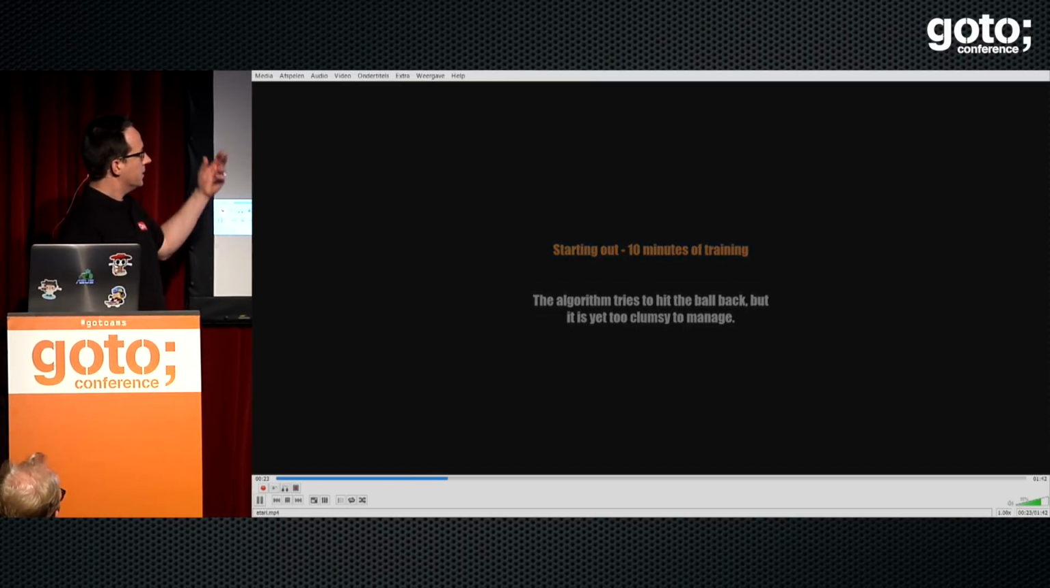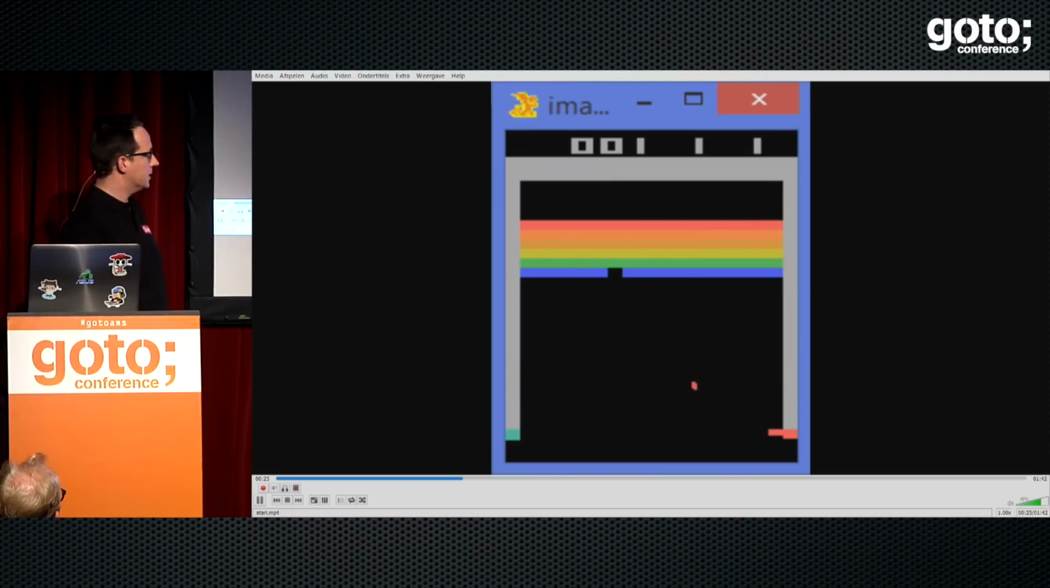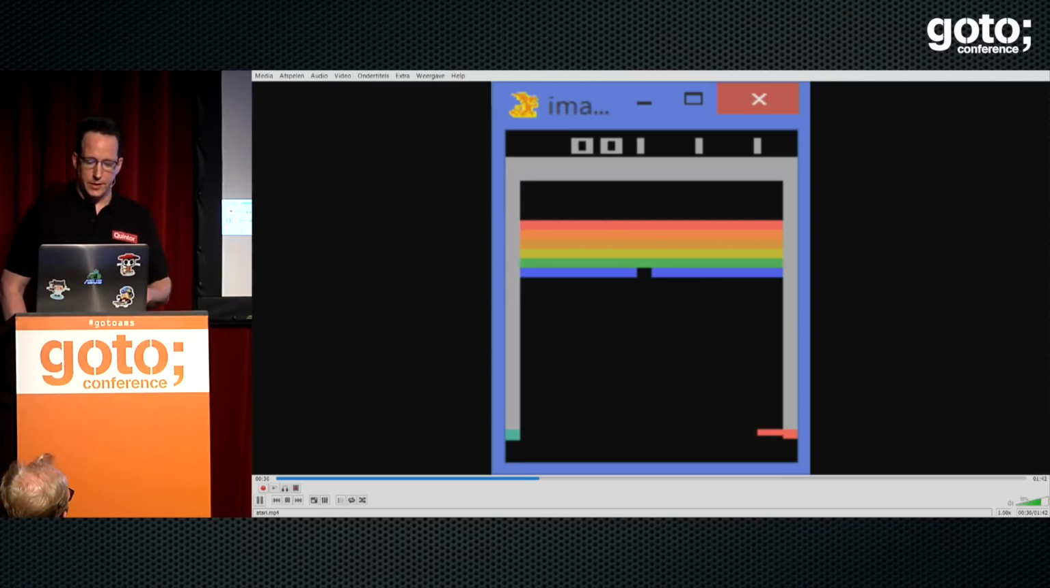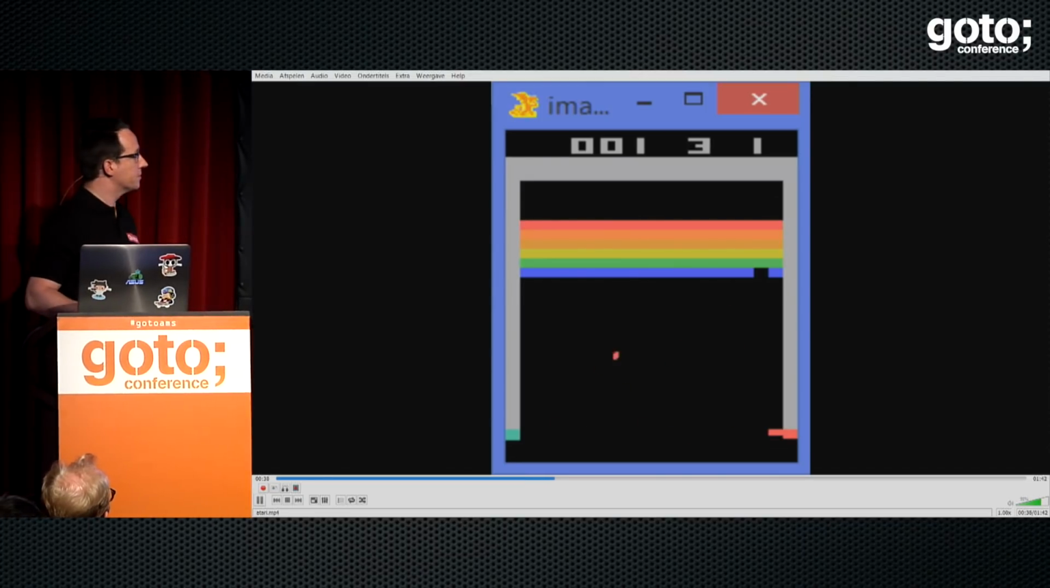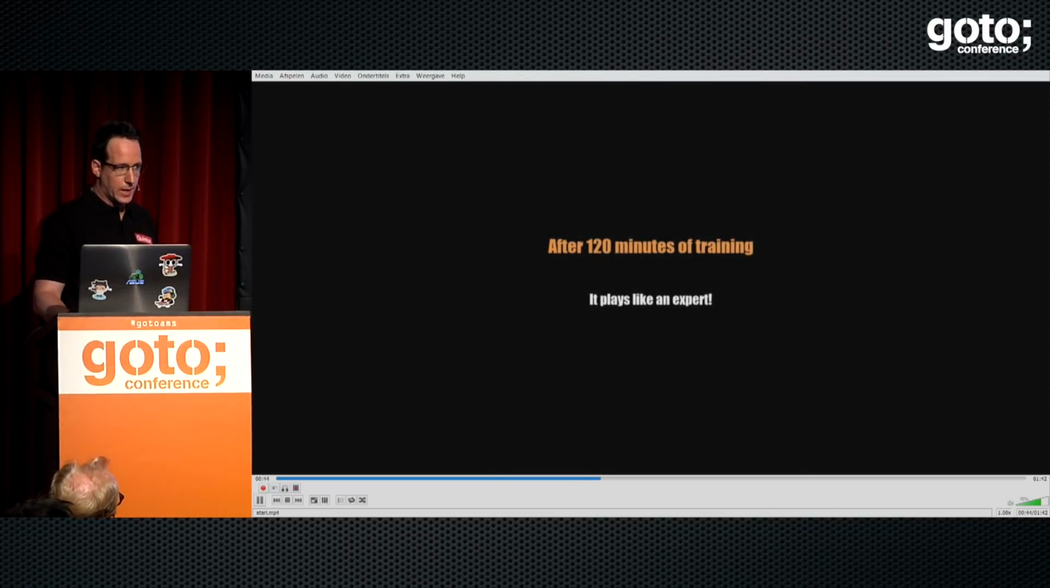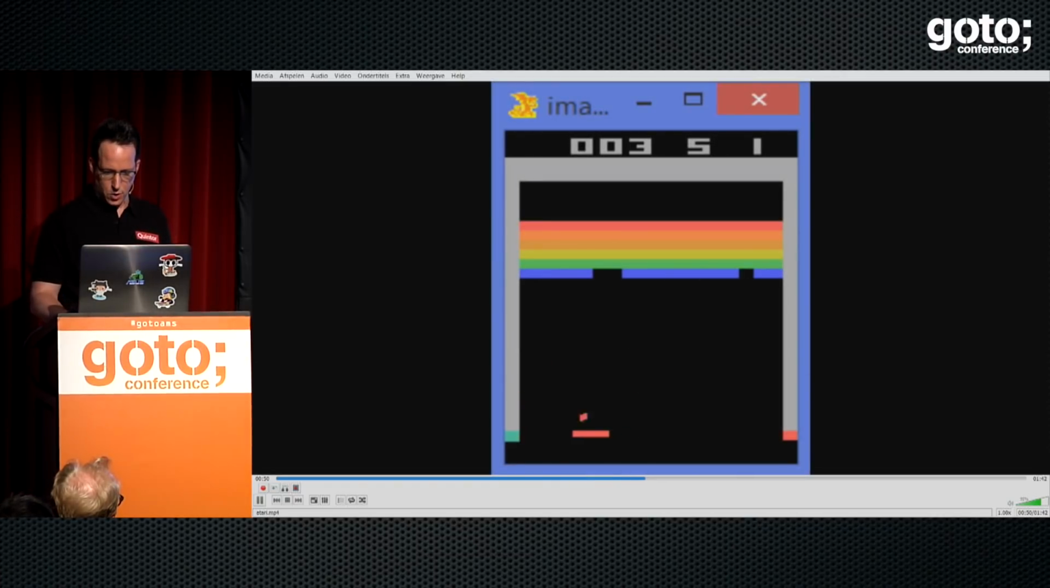But, okay, it starts with 20 minutes of training. Basically, he sucks at it. So you see, sometimes he does hit the ball by coincidence, but it's not very proficient. See? But after 2 hours, he played like an expert. So he had no problems.